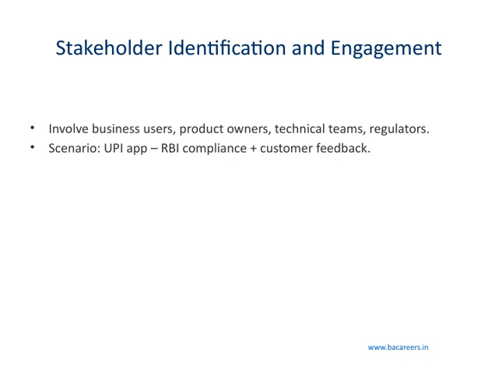also compliant and user-friendly. For example, in the case of a UPI app, we need to consider RBI compliance requirements, which are crucial for legal and security reasons. At the same time, we should gather customer feedback to ensure the app truly meets user needs and expectations. This balanced approach helps us create a robust, compliant, and customer-centric product. Remember, involving stakeholders throughout the process aligns everyone towards a common goal and makes the project smoother and more successful.